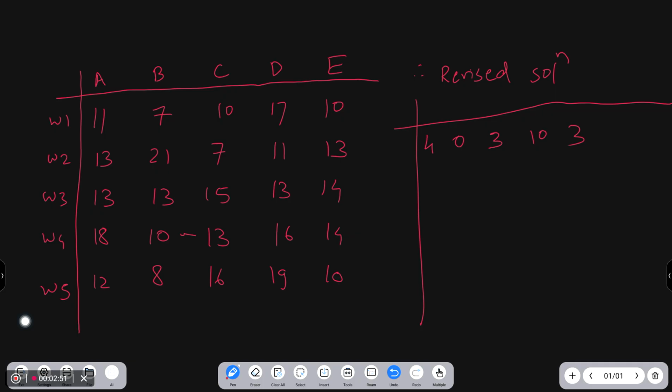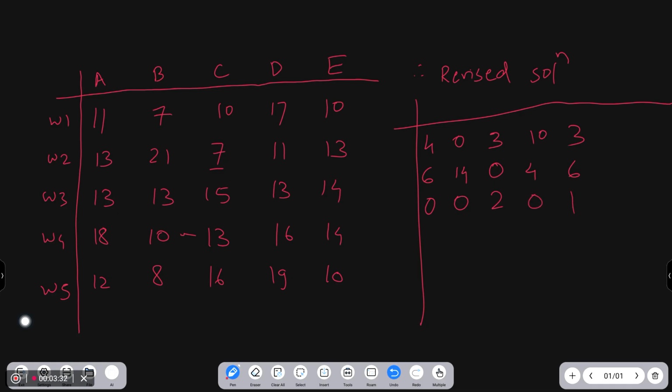In the next row, 7 is the smallest value. Then what is here? 6, then 14. Check it. 4, and then 6. Correct or not? Then in the next row, 13 is the smallest. Therefore, 0, 0, then 2, then 0 and 1. This is the matrix value.